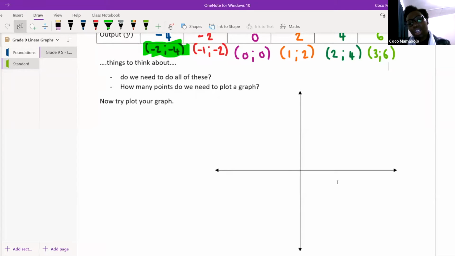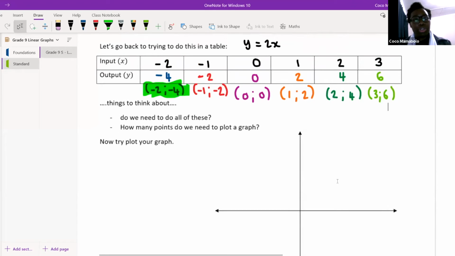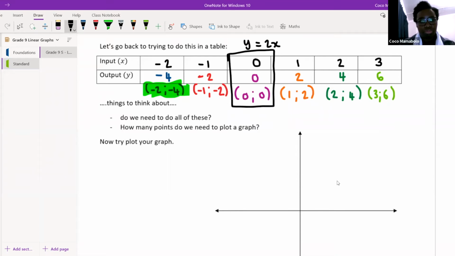Anyone can raise a hand and answer this one, or in the chat. Yes, the chat is going crazy. Yes, we only need 2 points. So here's what I'm going to do. I'm going to choose my point 0, 0. And then I'm going to choose my point 2, 4. I'm going to choose these 2 points.